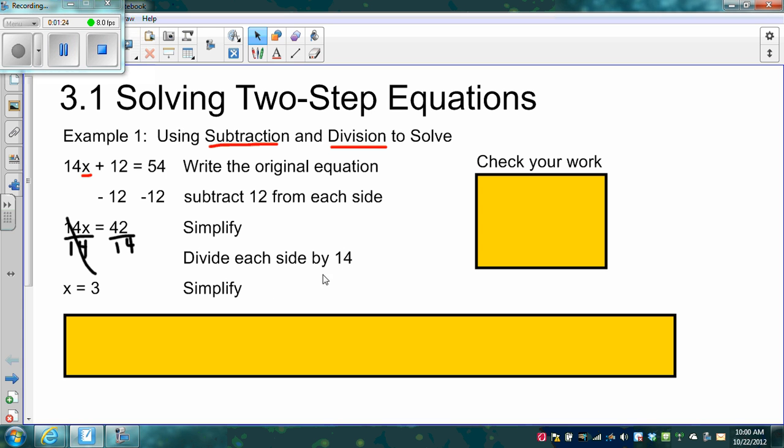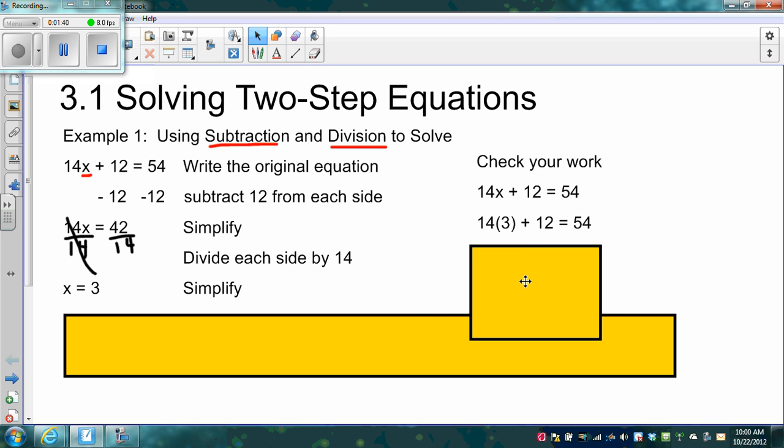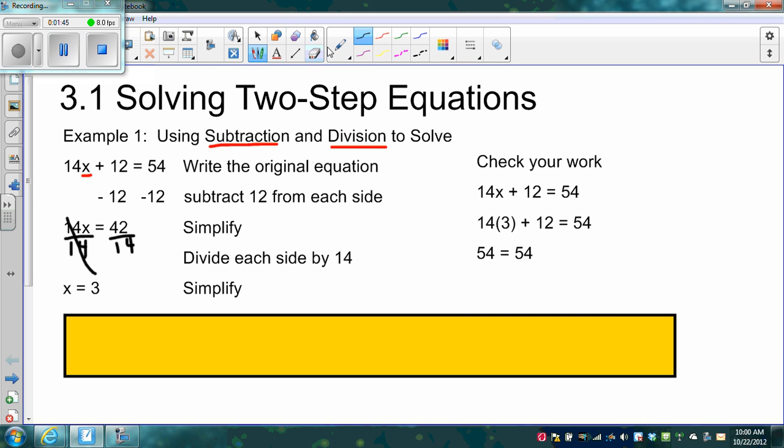And that's the answer. So we're working with multiple steps to get it using both subtraction and division in this example. Then we can check our work. So we can take this 3, plug it back in for x, and make sure that this statement is true. So 14x plus 12 equals 54. So 14 times 3 plus 12 equals 54. So 54 equals 54. Good. We've checked it. We know this is correct. You can use your calculator to help you. Then we can move on.